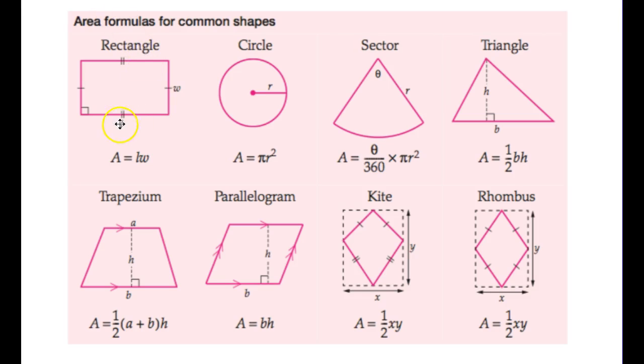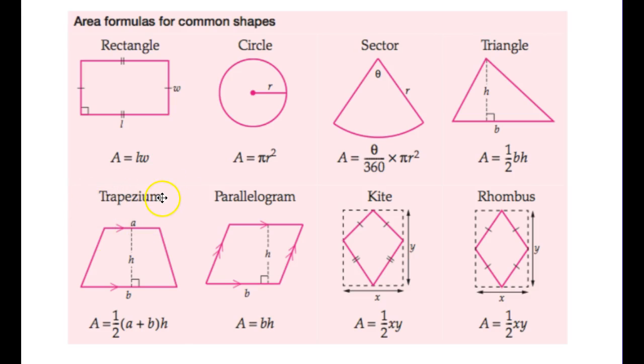If we have a rectangle, we have the length and the width. To find the area, we multiply those two values. So area is equal to length times width. For a circle, we need to know what the radius is. The area is equal to pi times the radius squared. For the sector of a circle, we need to know the angle theta and the radius. So the area is equal to theta divided by 360 degrees times pi r squared. Area for a triangle, 1/2 times the base times the height.